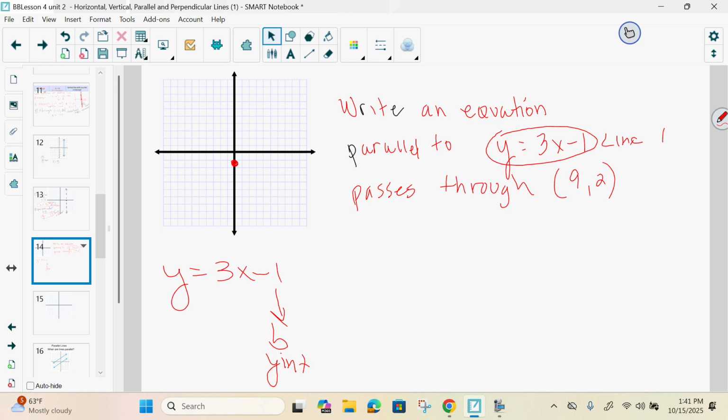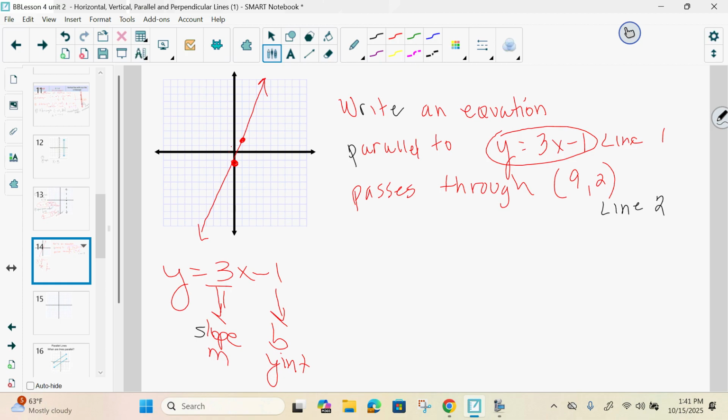So negative 1. 3 is the slope. So what am I going to do for my slope? Like, how do I do it on here? So it's going to go like this, but does it go like this, or this, or this? How do I know how much it goes? Good. So rise over run, right? It goes up by 3 and over 1. So it's a pretty steep slope, right? All right, so now I want to do line 2. Line 2 has to pass through 9, 2.